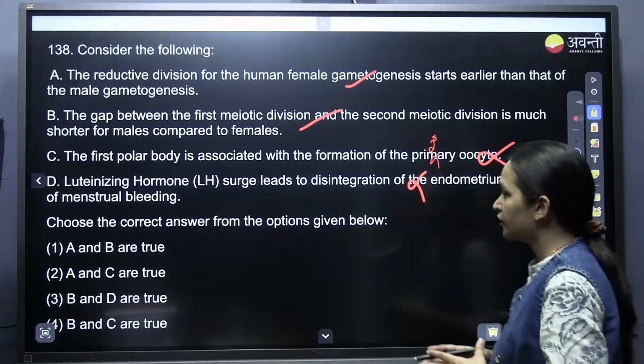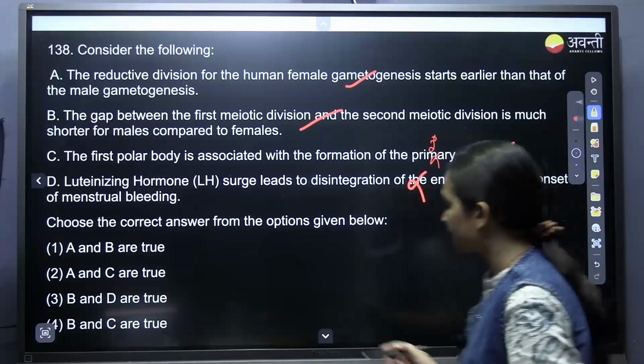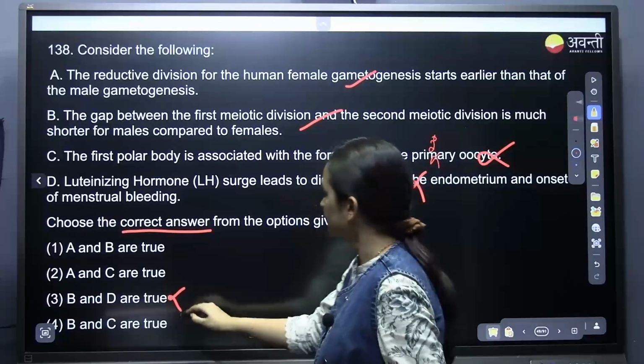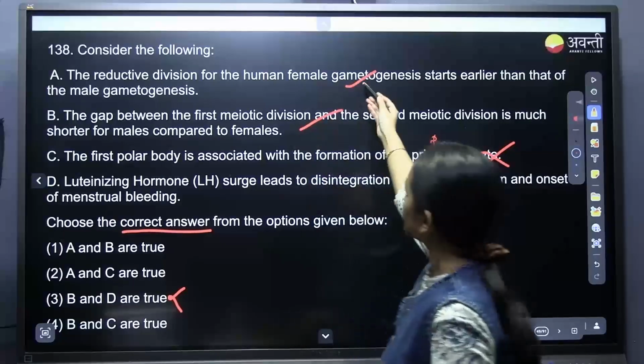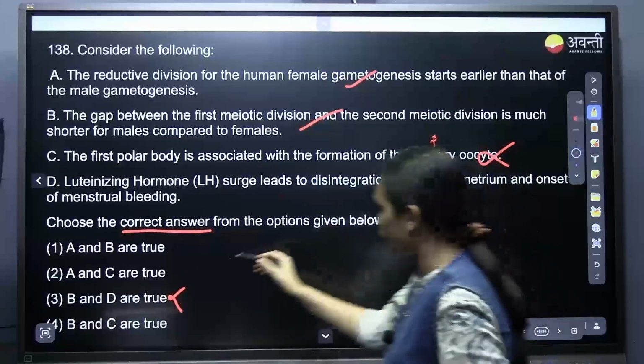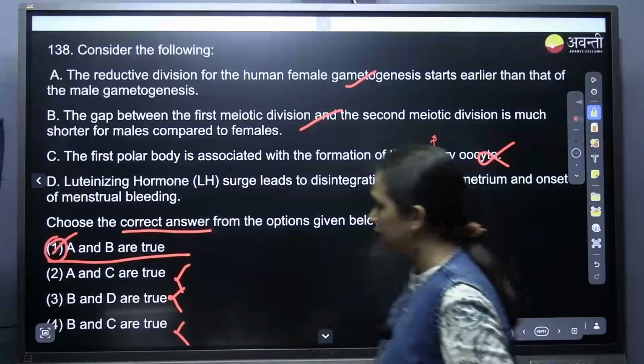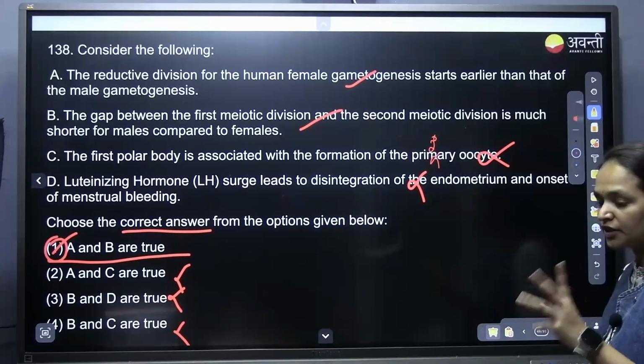Very good, Sakshi. So we need to find the correct answer. Okay, only A and B. C is not there. So A and B is the option, A is the right answer.